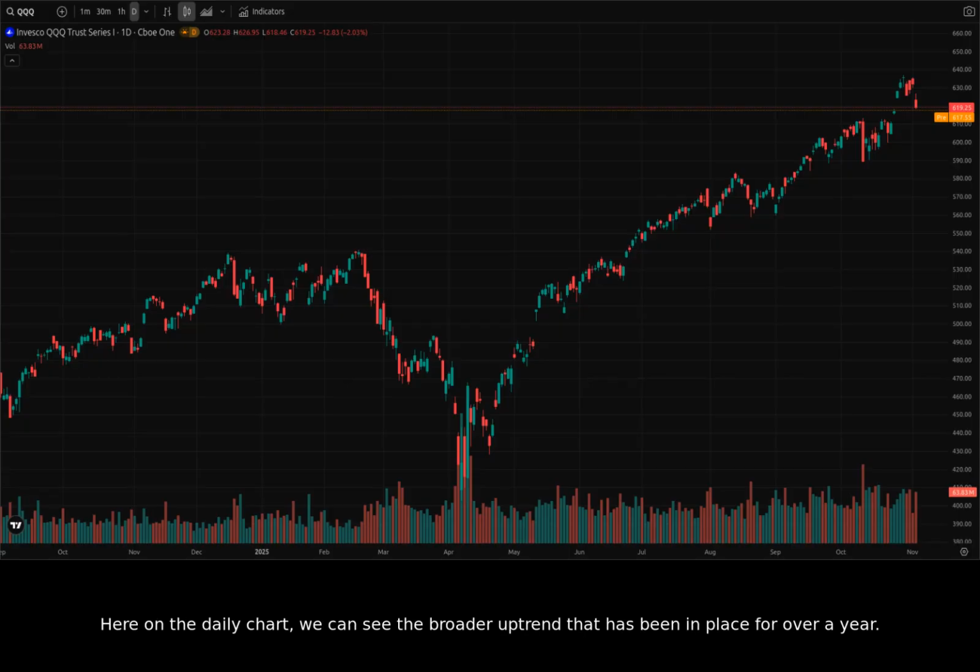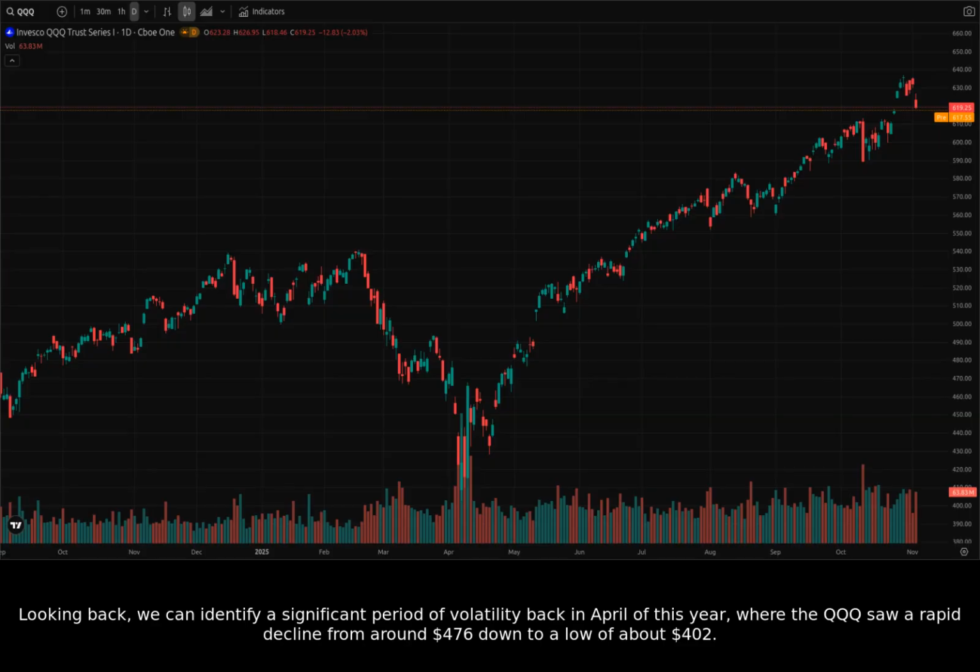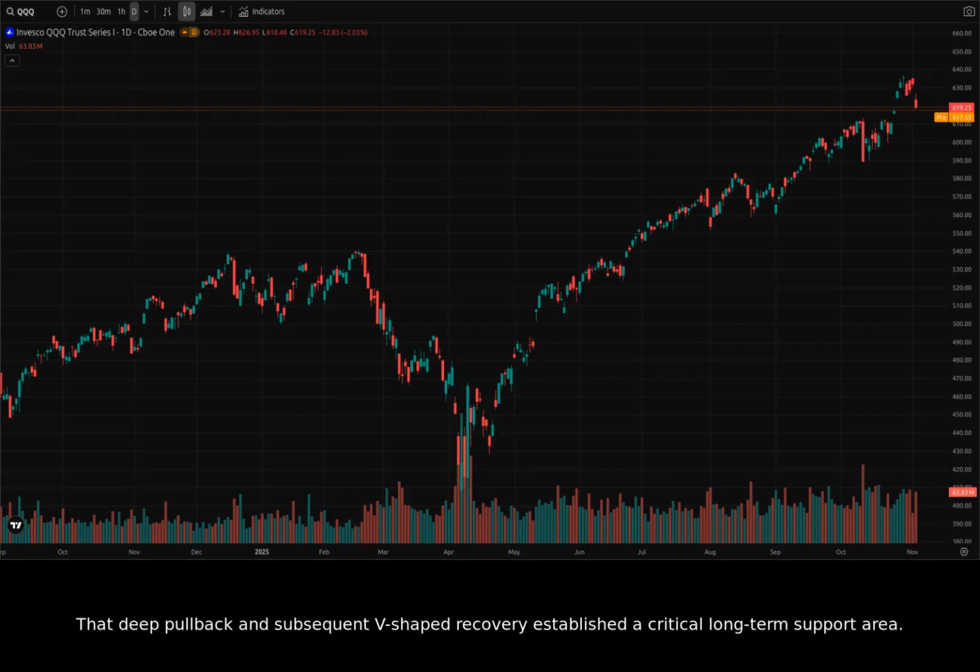Here on the daily chart, we can see the broader uptrend that has been in place for over a year. The price pushed to a new all-time high just last week, reaching up to the $637 level on October 29th. This established a major resistance zone that the market has now decisively rejected. Looking back, we can identify a significant period of volatility back in April of this year, where the QQQ saw a rapid decline from around $476 down to a low of about $402. That deep pullback and subsequent V-shaped recovery established a critical long-term support area.